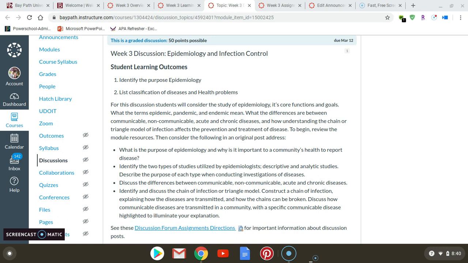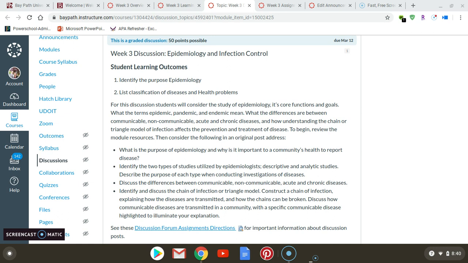So, for this week's discussion, we're going to talk about the purpose of epidemiology and why it's important to a community's health to report disease, which is especially relevant in the time that we have coronavirus going around. You're going to talk about two types of studies used to describe and analyze studies and discuss the purpose of each type when conducting investigations of illness.